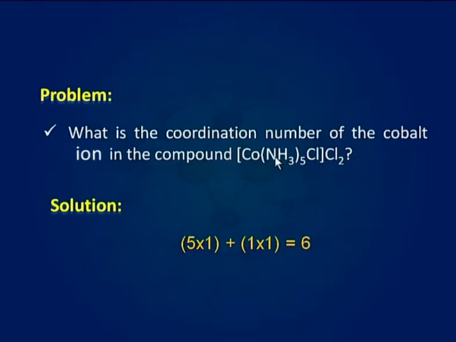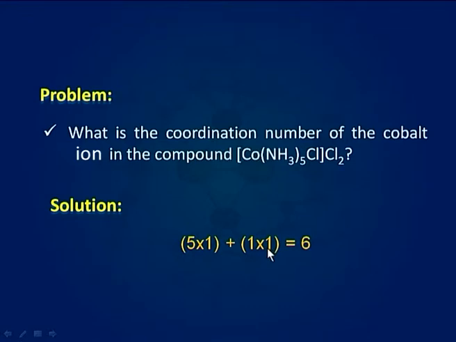Hence, the coordination number of cobalt in this problem is equal to 5 into 1 plus 1 into 1, which is equal to 6. Here 5 is the number of monodentate ligand amine and 1 is its denticity. 1 is the number of monodentate ligand chlorido and 1 is its denticity.